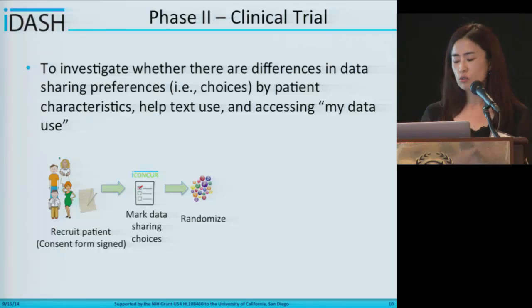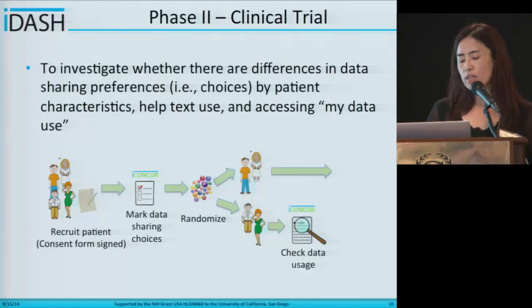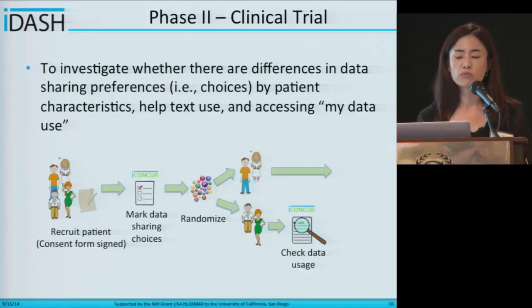Then we will randomize them into 2 groups. And only one group will get to see how their data is being used for research.